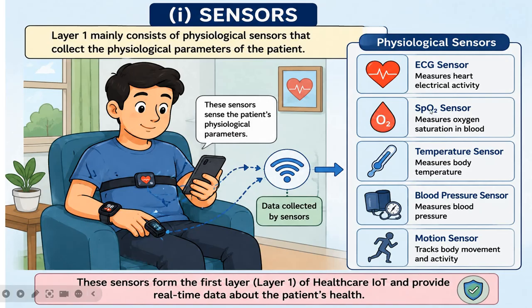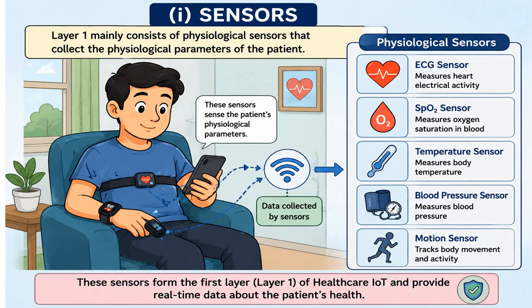Now here you can see examples of physiological sensors which are commonly used in healthcare IoT. You can see an ECG sensor which will monitor the electrical activity of the heart. You have a SpO2 sensor which measures the blood oxygen levels, a temperature sensor which tracks the body temperature, a blood pressure sensor that monitors the blood pressure, and a motion sensor that records the body movement and physical activity. Together, these sensors will provide comprehensive information about a patient's health condition.